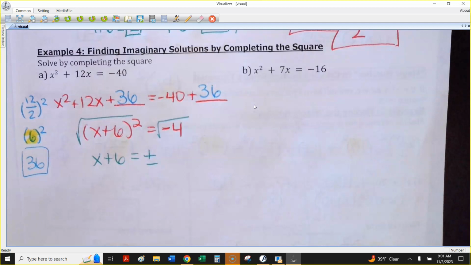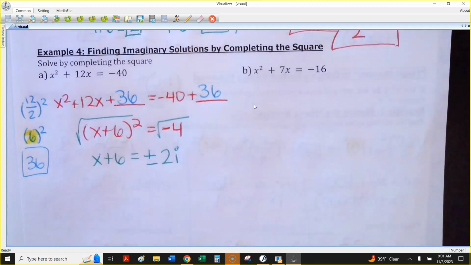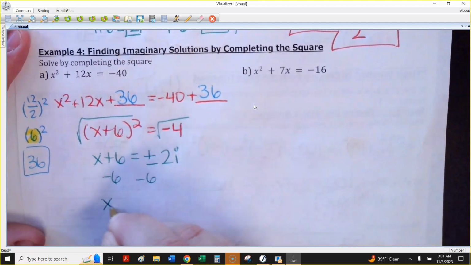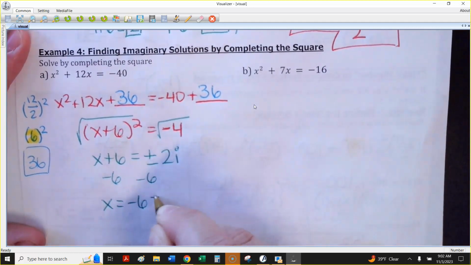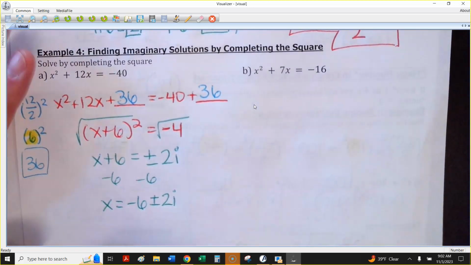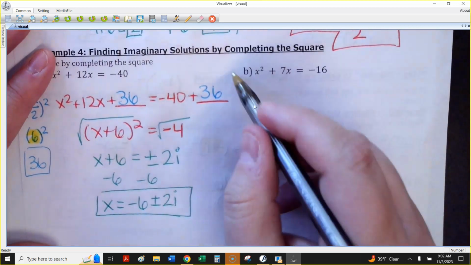So just put a plus or minus 2i, and you'll have one more step here because we won't be able to combine any like terms here. So I'm going to subtract the 6. This will be negative 6 plus or minus 2i. You can't go any farther than that because I can't add the real number and the imaginary number together.